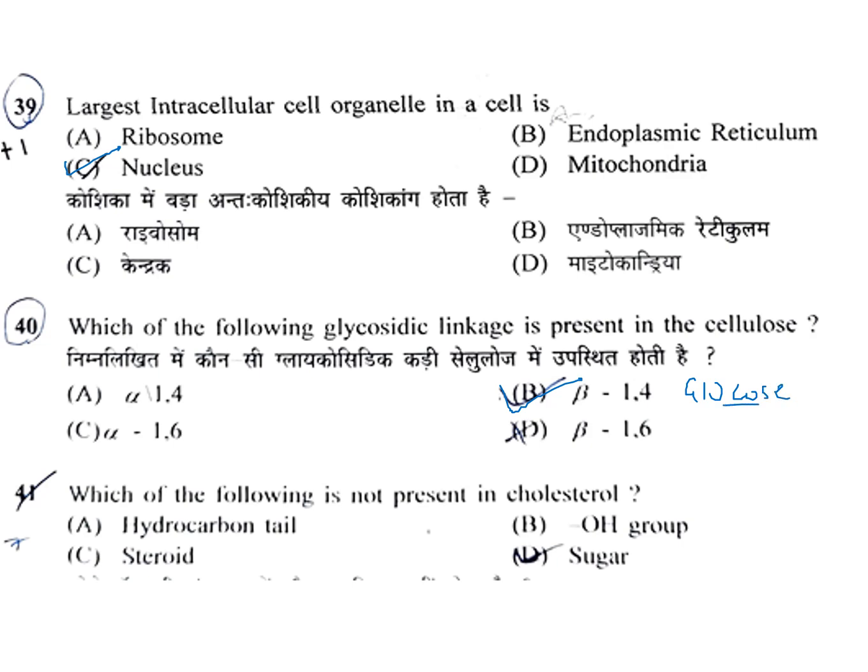Which of the following is not present in cholesterol? Hydrocarbon tail, OH group, steroid, or sugar? So sugar; there is no sugar molecule. In the steroid, you will see there are rings like this, which is called the steroid nucleus. There are 4 rings, A, B, C and D.